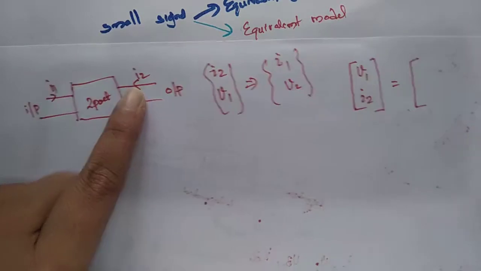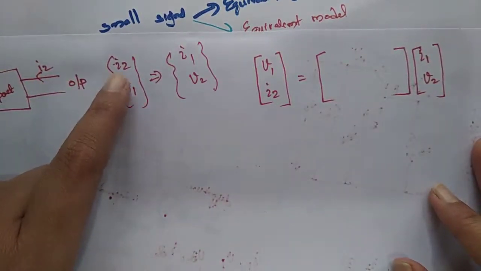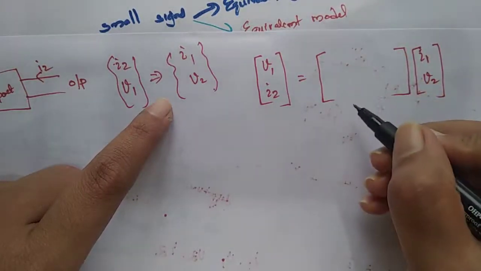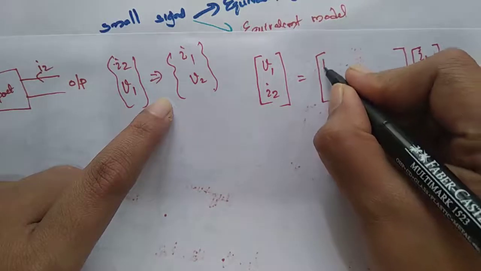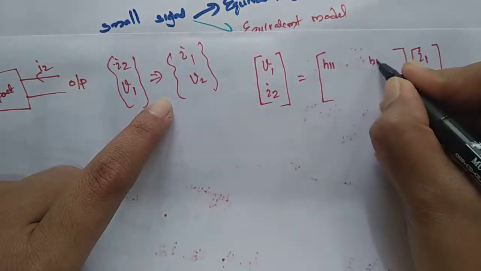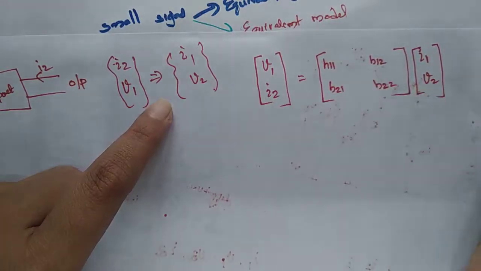Should be represented in terms of I1 and V2. Okay, so for that I have to represent using H parameters. So I have to fill this matrix. What I will do is simply write H11, H12, H21, H22. What is the advantage of writing it like this?